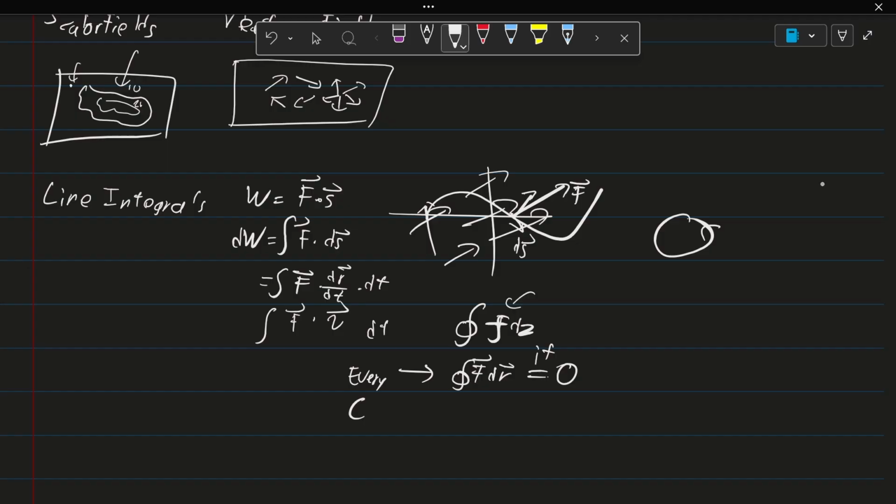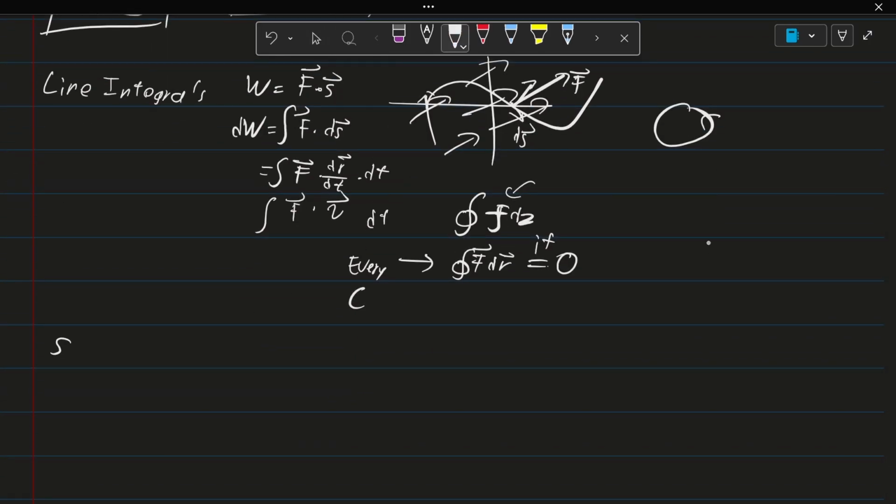So that's about line integrals. But what about surface integrals? So surface integrals, the easiest idea to think about this is flux, or maybe current.